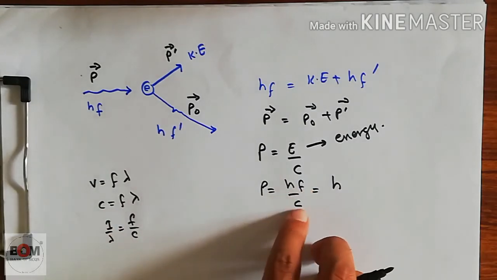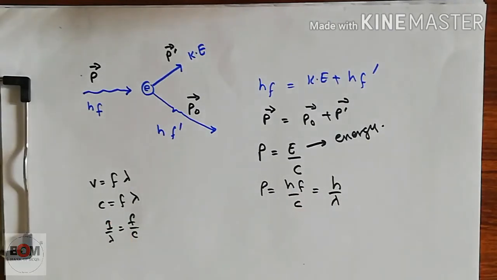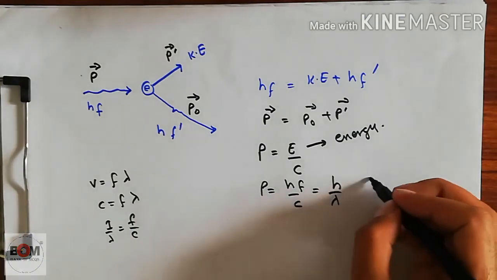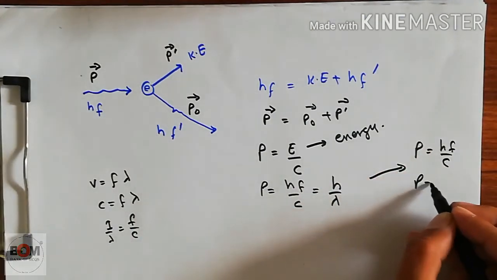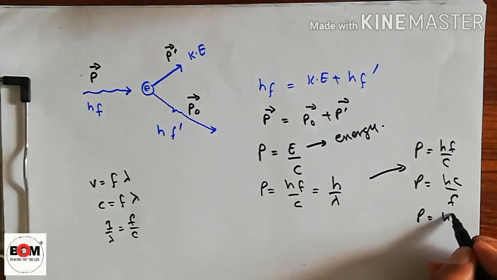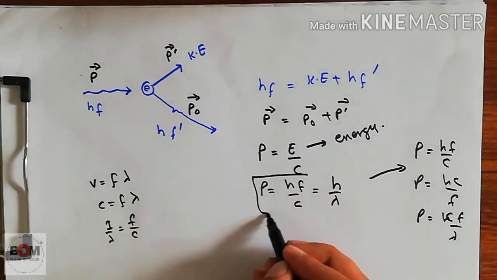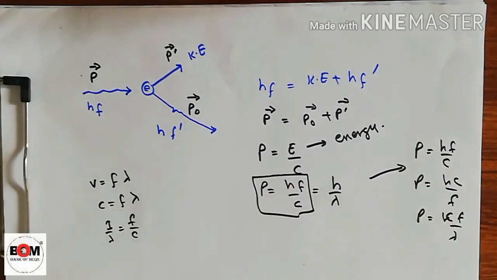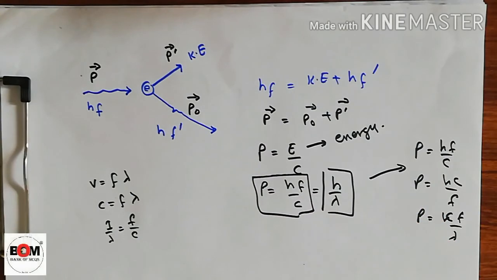Replacing f by C with 1 over lambda, we can put P is equal to h by lambda. So the options are P is equal to hf by C, or P is equal to hC by f, or P is equal to Cf by h. Which one is the correct equation? This is the correct equation, so you must remember that P is equal to E by C, where E is equal to hf. Also remember that P is equal to h divided by lambda.